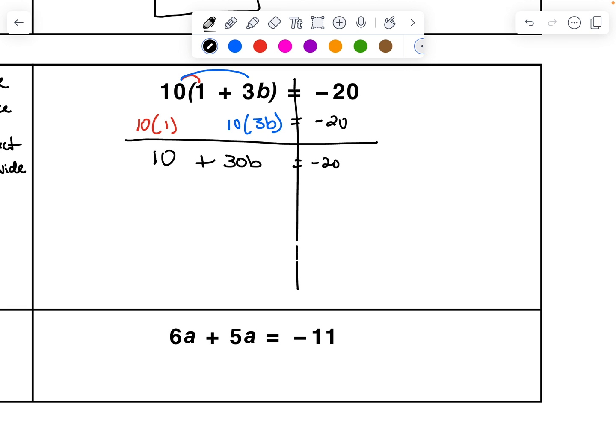I don't have a step 2. I don't need to combine any terms because I don't have any like terms. I just have 2. So I'm going to subtract off the 10 then. I'm at step 3. And step 4, divide. Like I said, most of the time it's division.